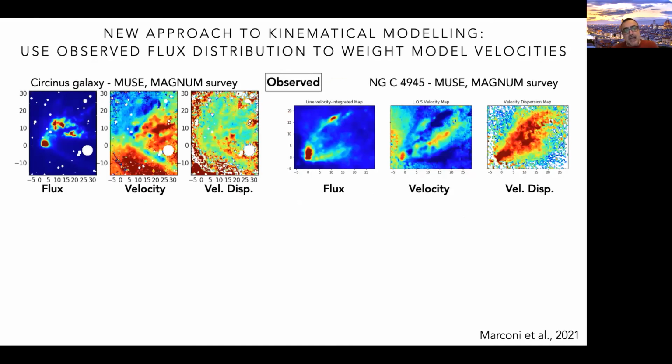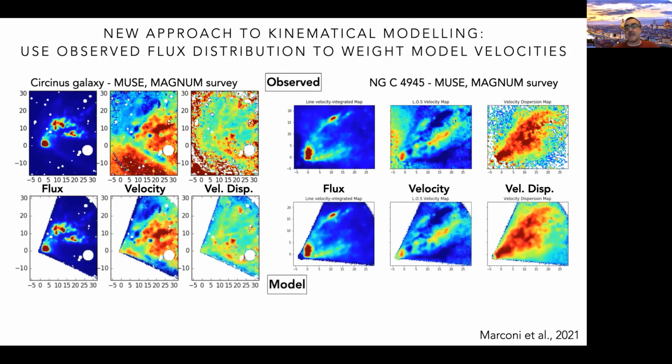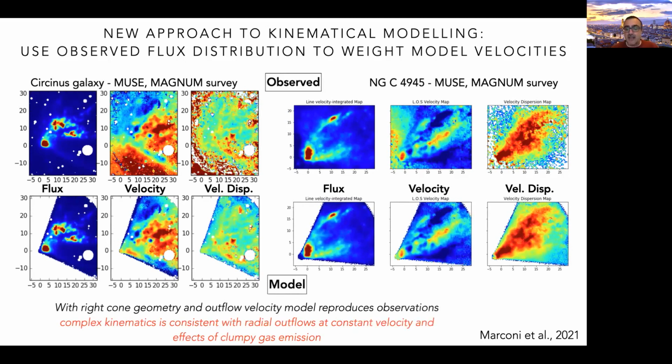This is why we developed a new approach to kinematical modeling, which uses the observed flux distribution to weight model velocities. This is an example of what we get. These are observed data from the same two galaxies, and here are the results, the model. I don't have time to enter into the details here, but with the right cone geometry and outflow velocity, the model is able to reproduce the observation. This is telling us that the observed kinematics is consistent with simple radial outflows with constant velocity, and all the other complexity is due to the clumpy line emission.